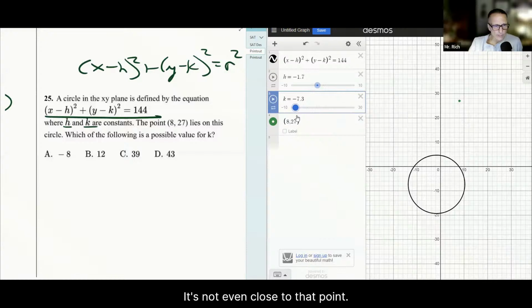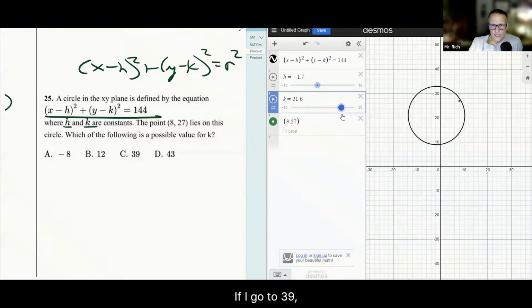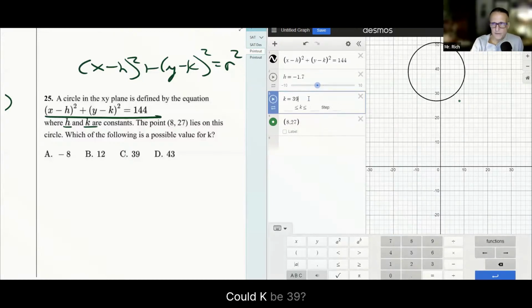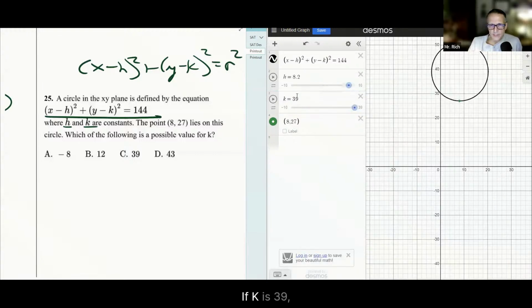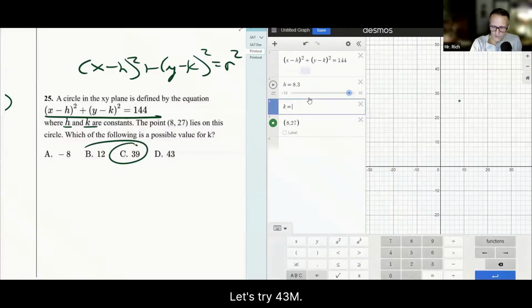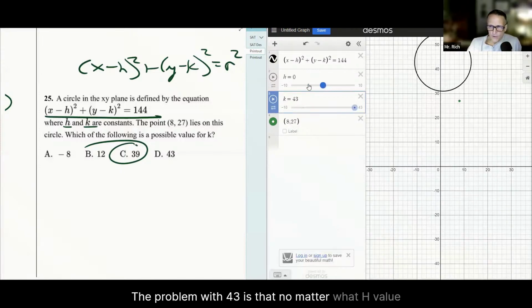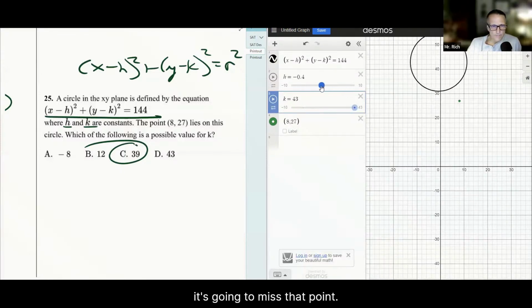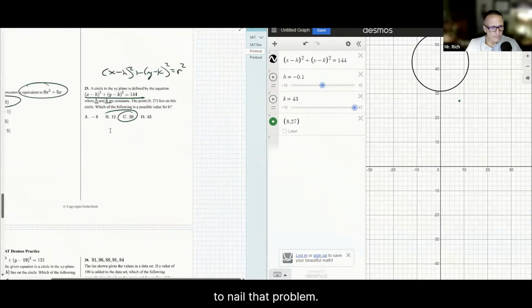It's not even close to that point. If it's at 12, it's not quite there. If I go to 39, I'm just going to type in 39. Could k be 39? Maybe. Does that slide over and hit it? See, if k is 39, h could be a number using my slider that would hit the point right there. That's my answer, 39. And you say, well, what about 43? I don't know. Let's try 43. Yeah, the problem with 43 is that no matter what h value I would select, it's going to miss that point. There you go. So we just avoided some math and algebra to nail that problem.